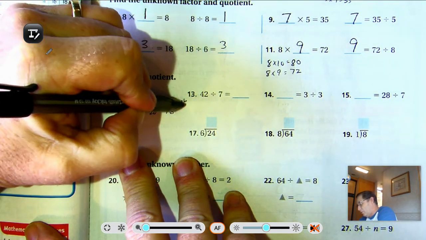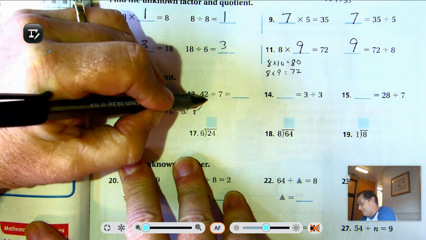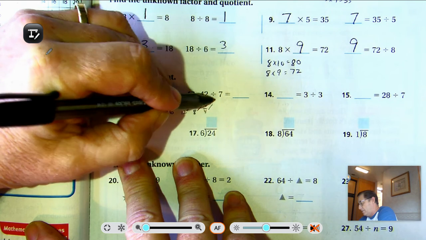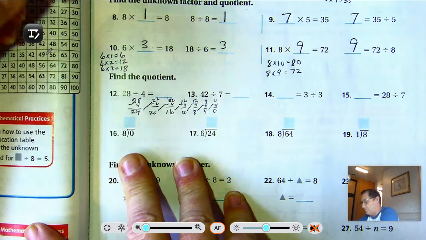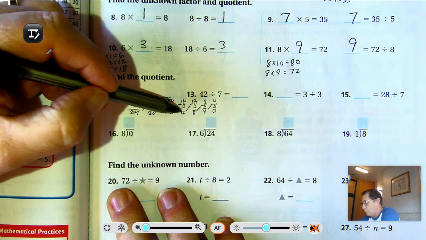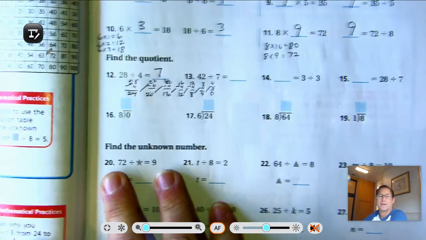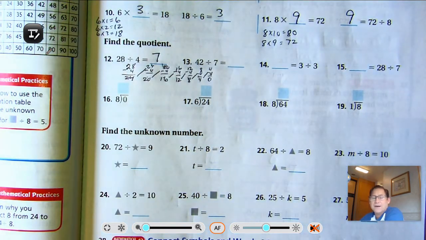16 take away 4 is 12. 12 take away 4 is 8. 8 take away 4 is 4. And 4 take away 4 is 0. How many times did we subtract 4? 1, 2, 3, 4, 5, 6, 7. 7 times.